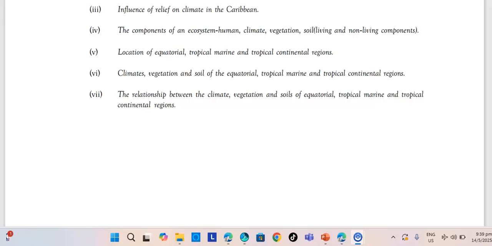Tropical continental region climate. What do you think the climate is in this region? Very hot. It has a wet season and a long dry season. The dry season can last several months.